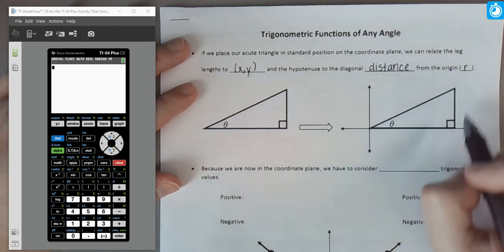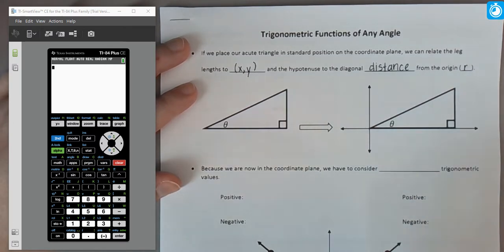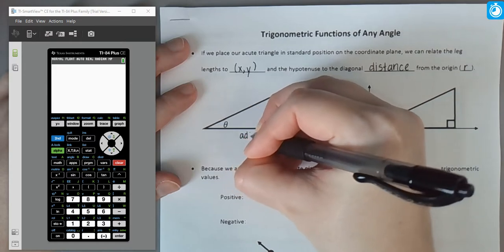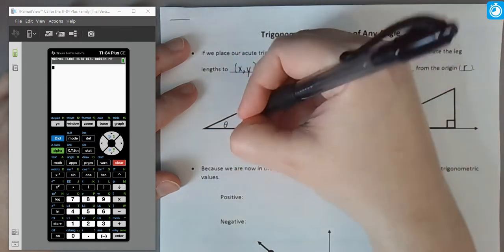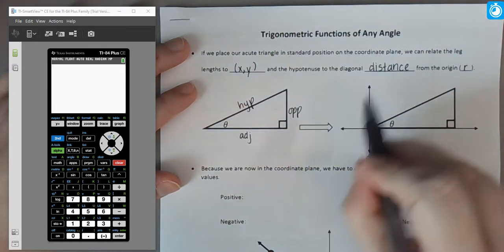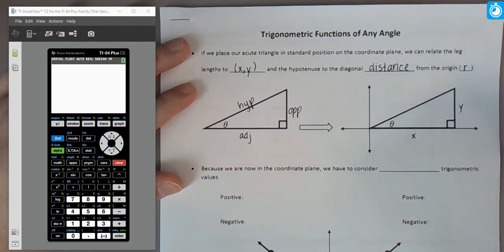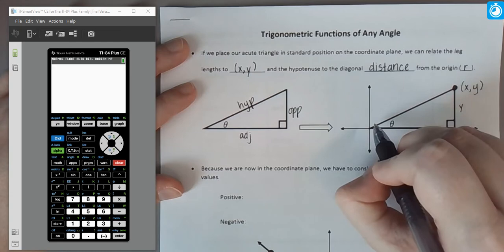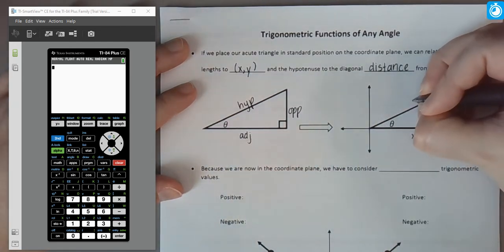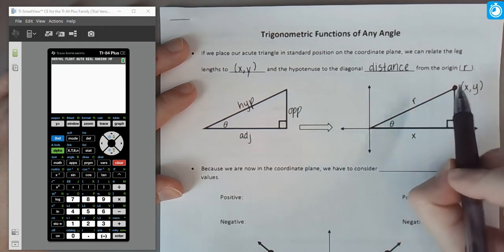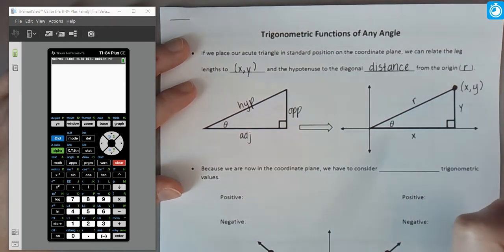So if we were to place our right triangle in the coordinate plane, we go from the labeling of adjacent, opposite, and hypotenuse to this particular labeling. We could call this x, we can call this y, based on the fact that we end our angle at an ordered pair that we can call xy, and then rather than labeling this diagonal as the hypotenuse, we're going to call this r, and r is defined as the distance from the origin to this particular point.